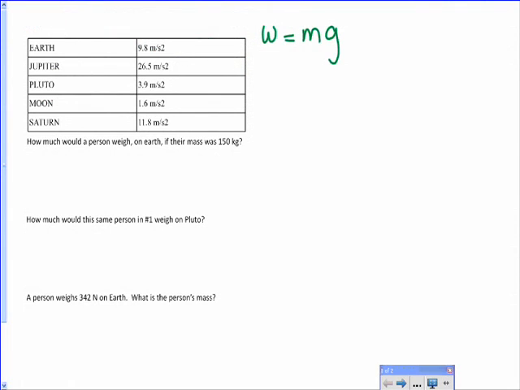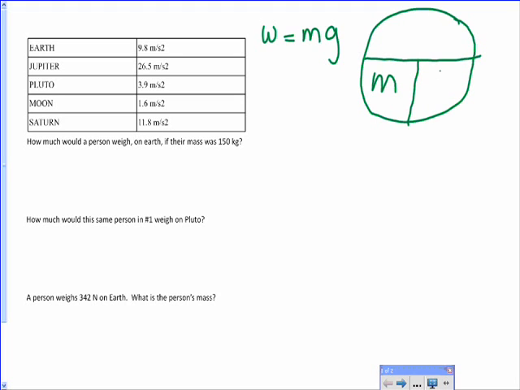All right, we've already got our W equals M times G. Now, let's go over and make our circle. And the M and G are next to each other in the formula, so that means they have to be next to each other in the circle. So we have M, G, and then W. All right, now let's go ahead and do number 1. How much would a person weigh on Earth if their mass was 150 kilograms?